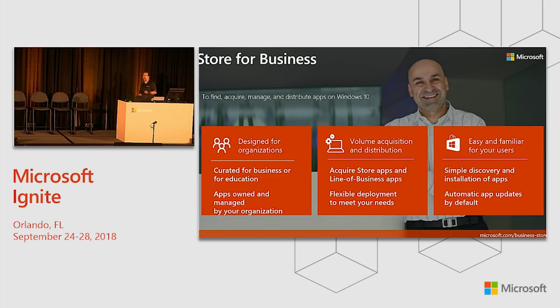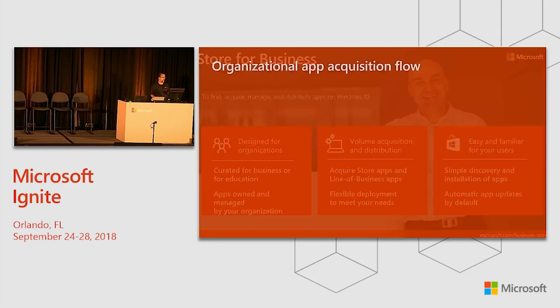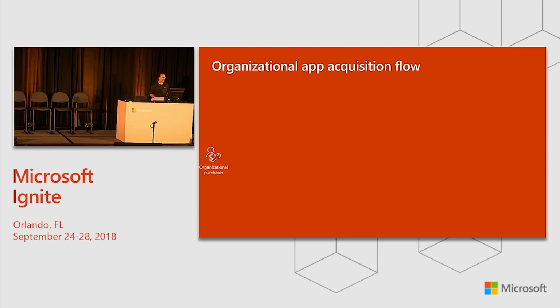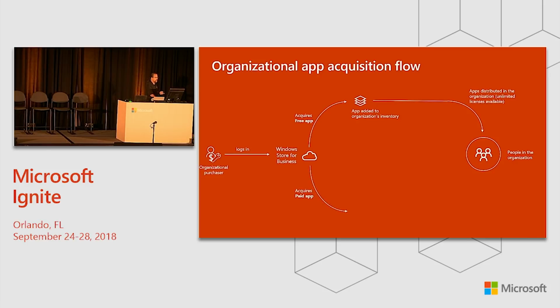And it looks just like the regular Microsoft Store. So if they're already familiar with the Microsoft Store, the application and the process will be somewhat easier for them. You can also take these items and create collections and target specific collections for specific users within the store. In the organizational acquisition flow, the organizational purchaser logs in to Store for Business and acquires a free app. The app is added to the organization's inventory, and then the people in the organization will just get and install the application.